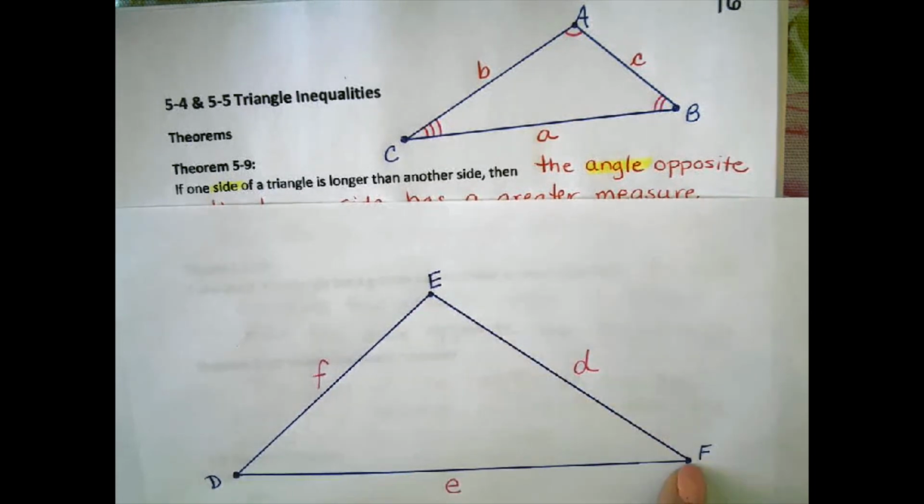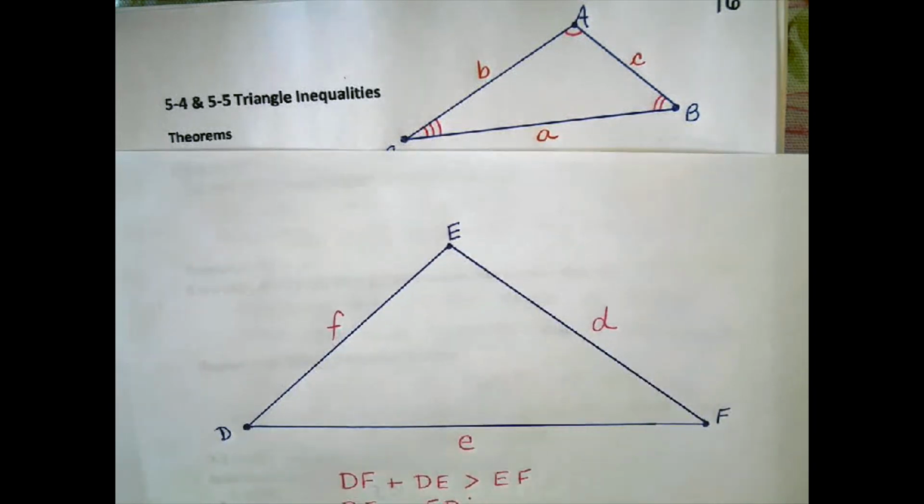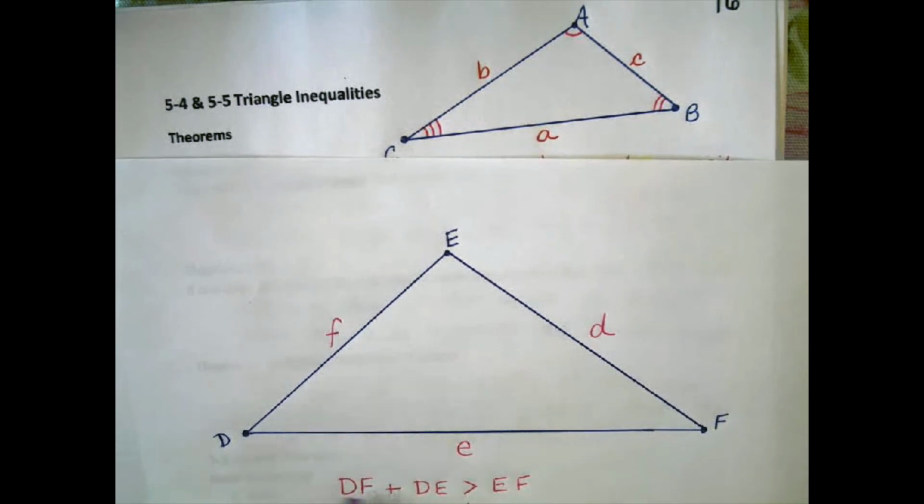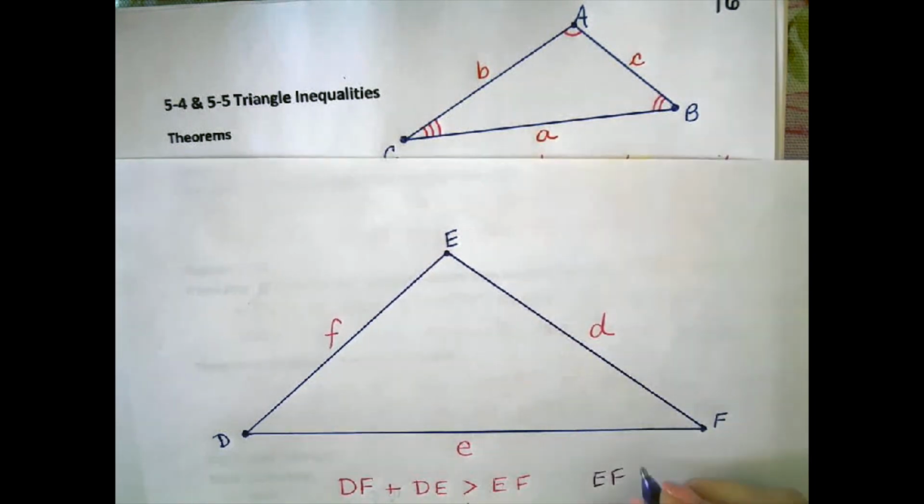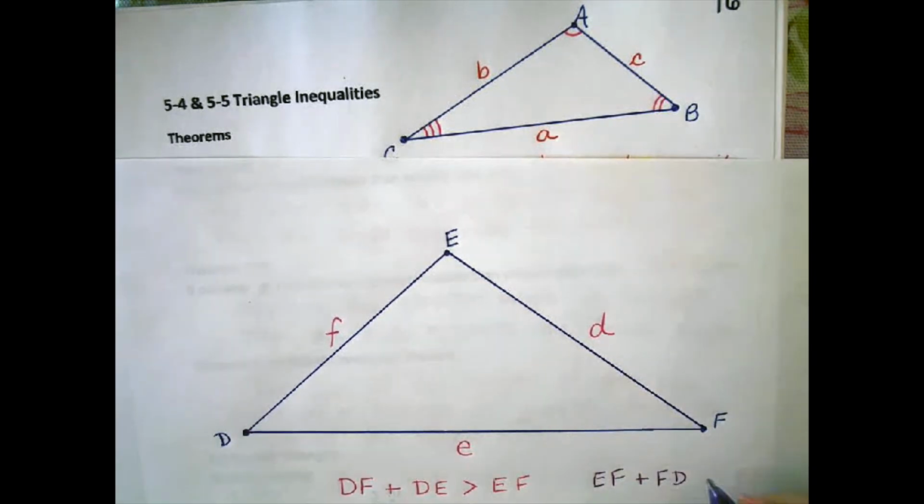So remember, when we name the distance of a line segment, we label it as the two points, the beginning and end point, with no symbol over top. So I can conclude that DF plus DE is greater than EF. I could also conclude that EF, this distance here, plus FD, this distance here, would have to be greater than the third side, DE.